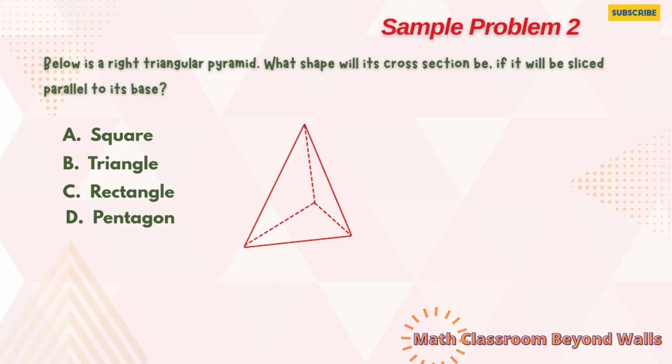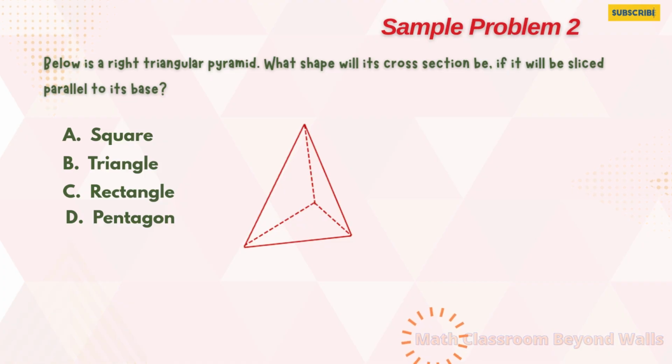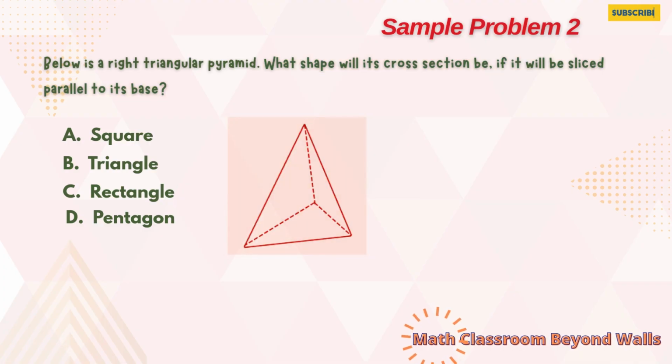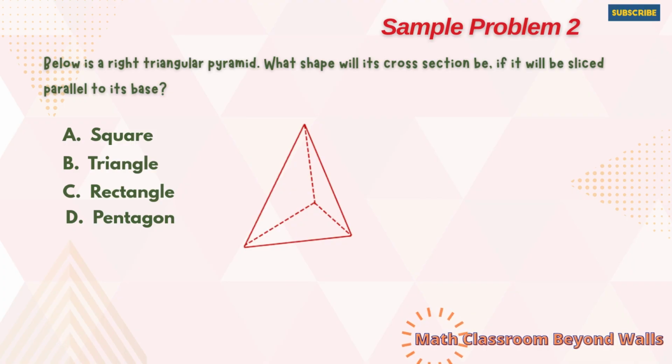As usual, we begin by reading the whole problem and may read it several times when needed to know what we're looking for, to determine what are given, and to figure out how the given information help find what we're looking for. What is asked in the problem, learners? Okay, here we're asked, what shape will the cross-section of the right triangular pyramid be if it is sliced parallel to its base? What are given? The figure of the right triangular pyramid is given. So, what we will do here is to slice the pyramid parallel to its base. Let's go.